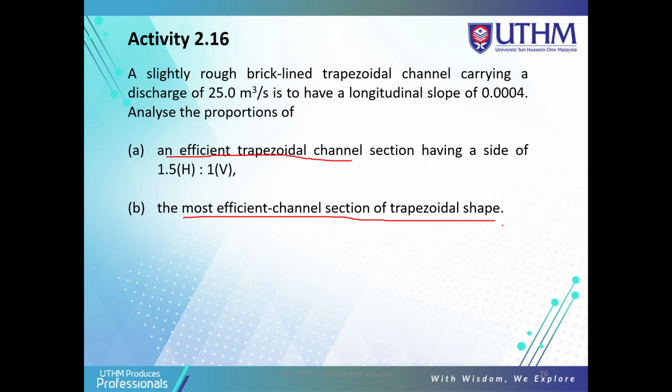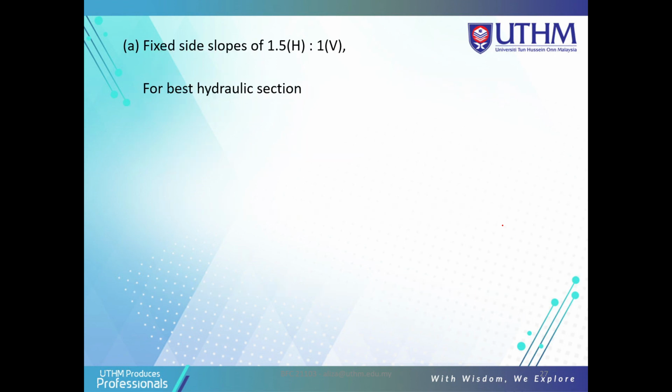Okay, analyze. So analyze is just to derive from the normal formula to the best hydraulic section formula. Okay, rough brick lining gives the roughness n as 0.017. Okay, so fixed side slope 1.5 over 1. So we know the best hydraulic section for the trapezoidal that we have calculated from the previous slide. So we use that formula for the best hydraulic section. So we get this one.